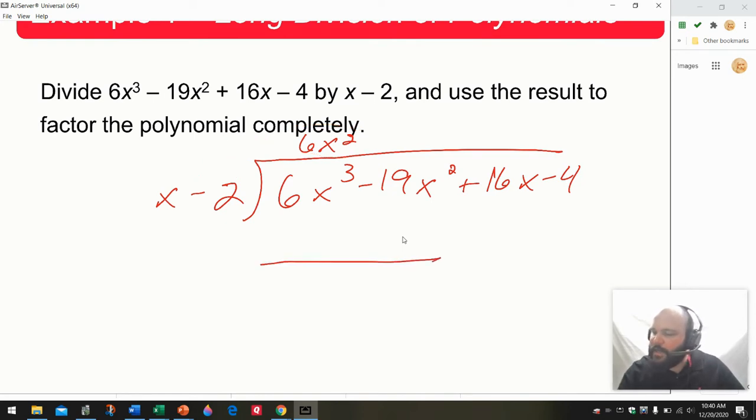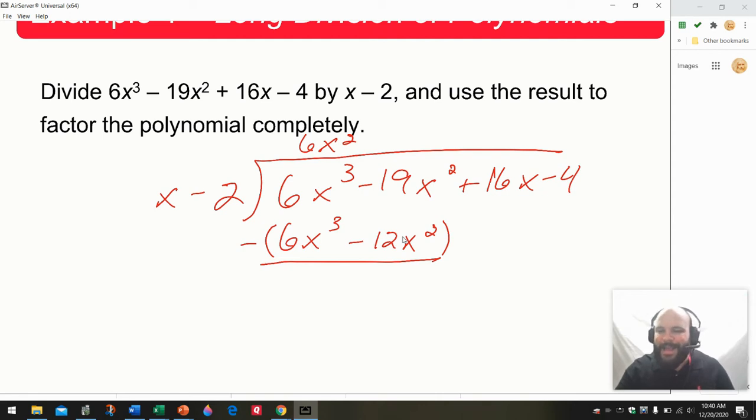6x squared times x is 6x cubed. Now we're going to do 6x squared times negative 2. And so when I do 6x squared times negative 2, I get negative 12x squared. Okay, so now you can see I'm lining up the like terms in vertical columns. The next thing I'm going to do is put a set of parentheses. I'm going to put a minus sign right here.